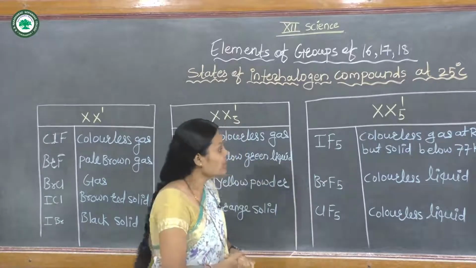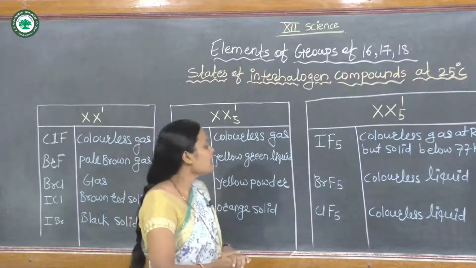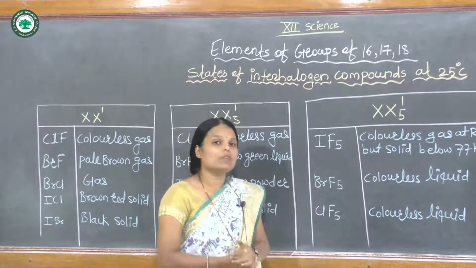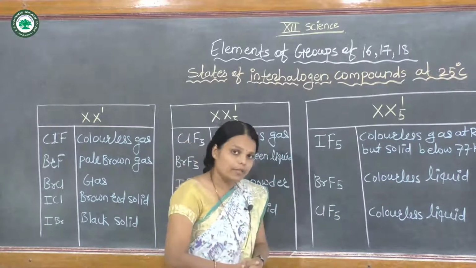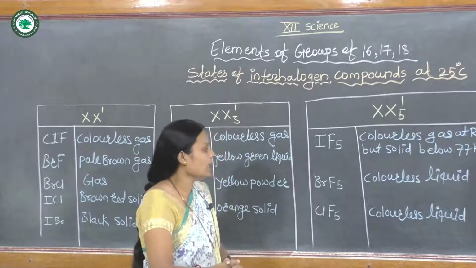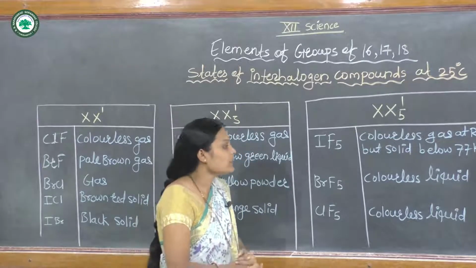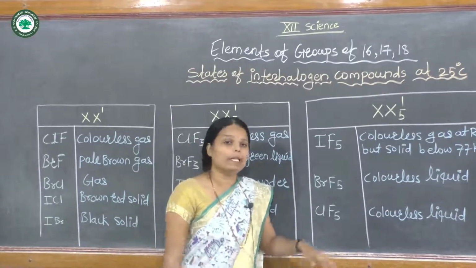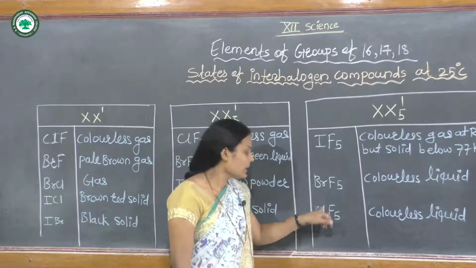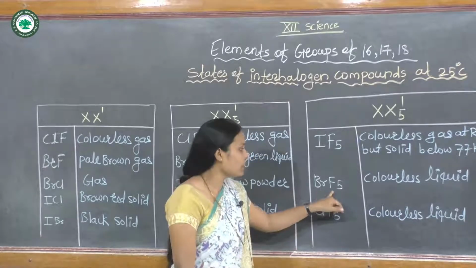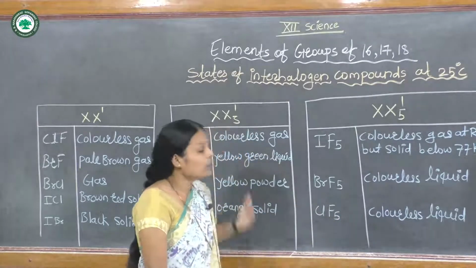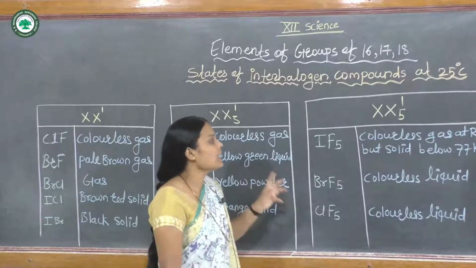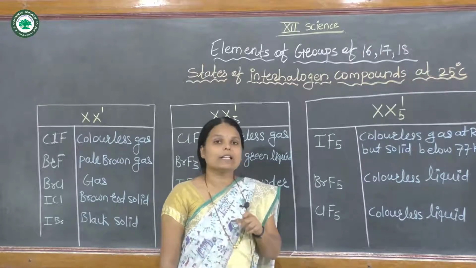Now the next example is bromine pentafluoride, BrF5. BrF5 is a colorless liquid in nature. Now the last example is chlorine pentafluoride. Bromine pentafluoride is a colorless liquid, and chlorine pentafluoride is also a colorless liquid. These are the three examples of X X5.